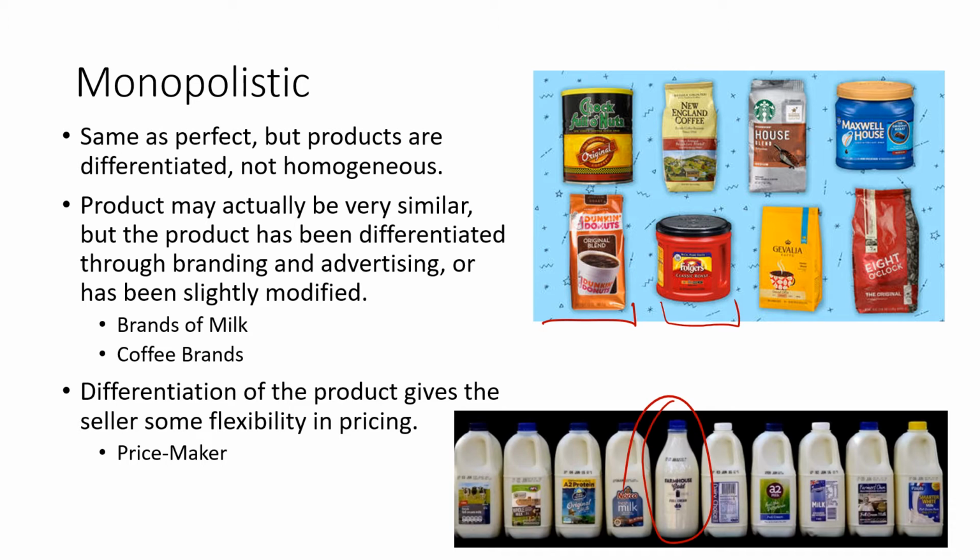So they have been differentiated through branding, advertising, or potentially the taste or the protein content or the roasting effects, or something has been slightly modified so that they then can exert a control over price and potentially charge a little bit more. So when a company is able to charge a little bit more for their product due to this differentiation, we call them a price maker. Okay, so they're no longer a price taker, but rather they're a price maker or a price setter.